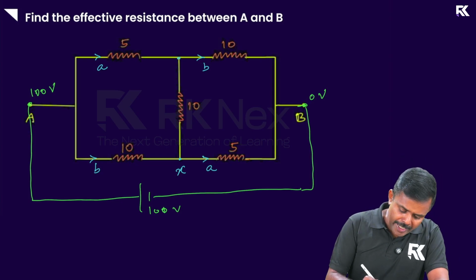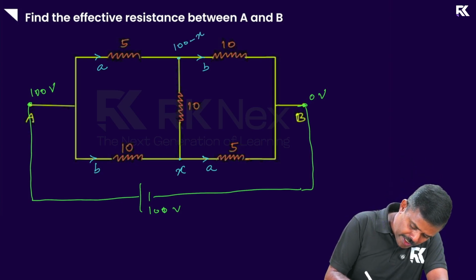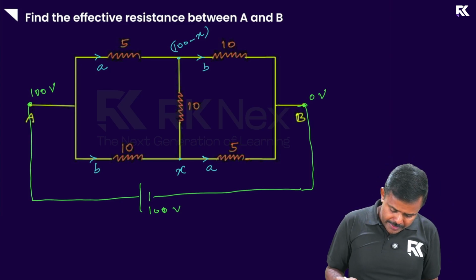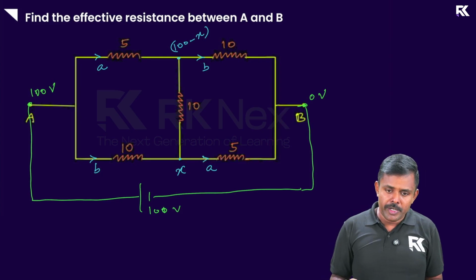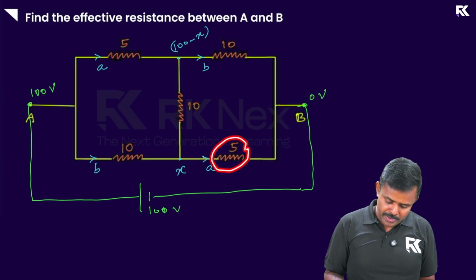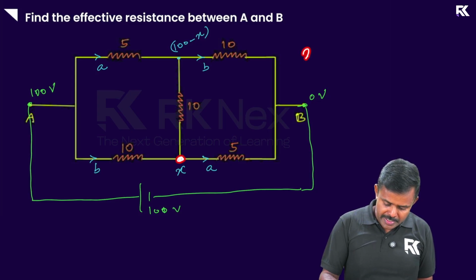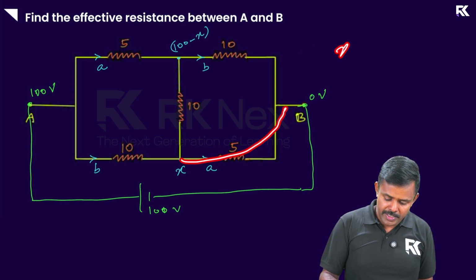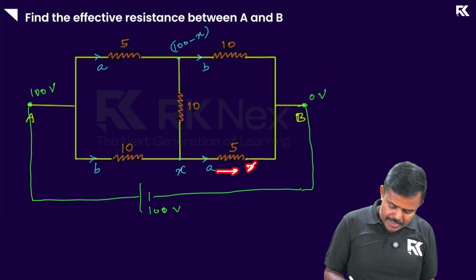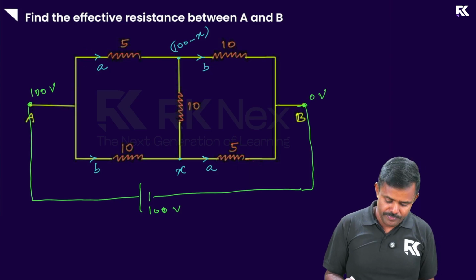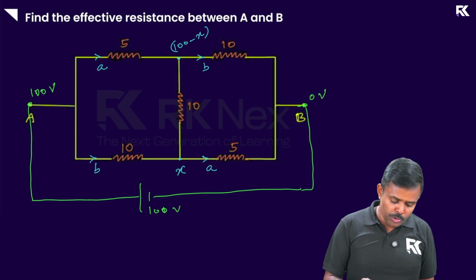That would definitely make this location's potential 100 minus X. I'll tell you why. Look at this part. What is the current through this branch? Potential difference by resistance. Potential here is X, potential here is 0. So X minus 0, that is X, by resistance 5. So this current is X by 5, and this current also has to be X by 5. That is also A.